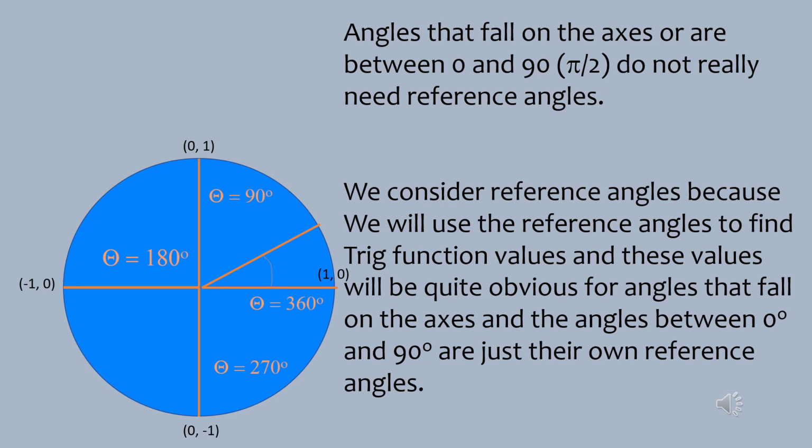So if angles fall on the axes themselves, or in between 0 and 90, or 0 and pi over 2, I generally kind of just leave it a gray area. I don't think it's necessary to define reference angles. Instead, I think it's important for you to picture where the terminal ray is landing and what the coordinates would be for the point on the unit circle or for a vector.